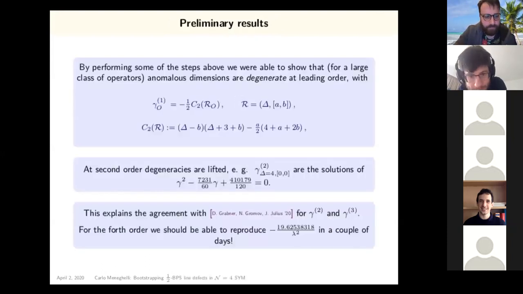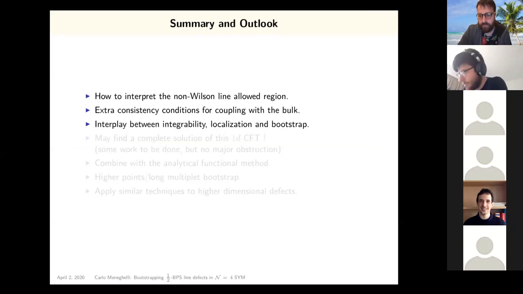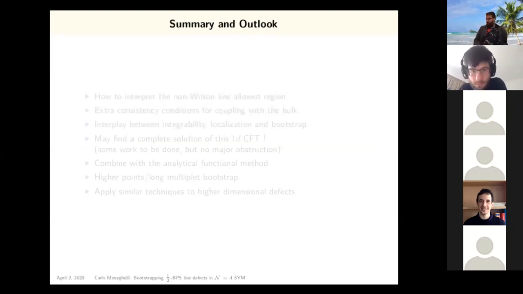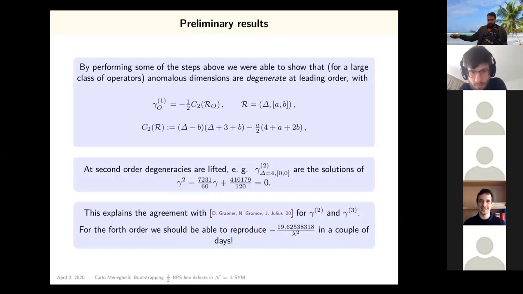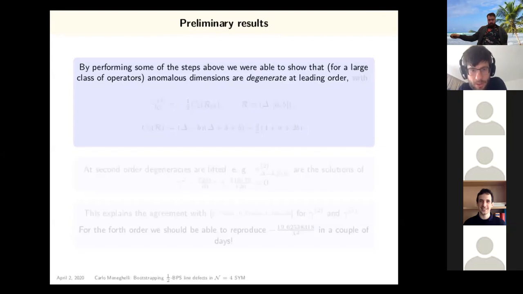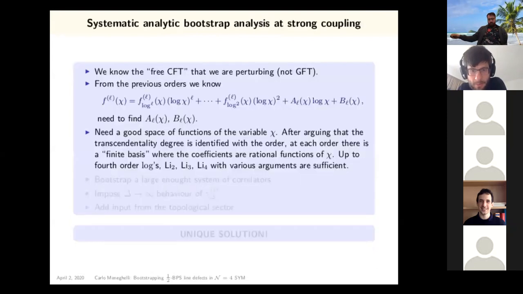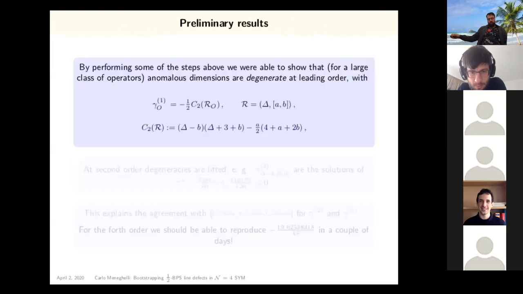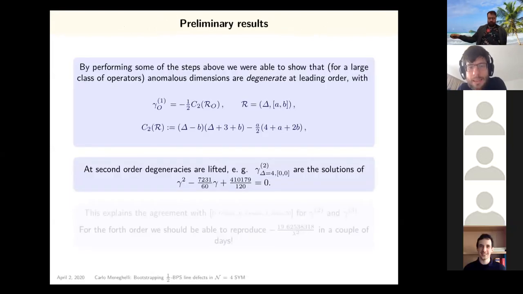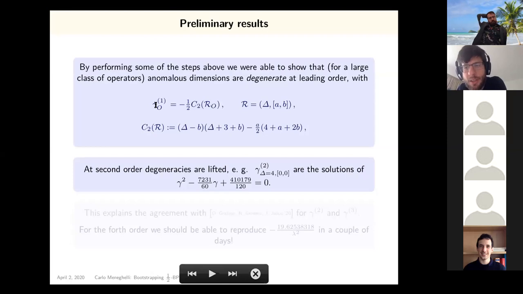Yep. So about your analytic bootstrap. Normally, the stuff that you mentioned doesn't work if there is degeneracy. But here you are saying that there is a degeneracy, but because the OPE data doesn't depend on the details of the operator, that's why it works. I say that there is degeneracy, but it's lifted at second order, not at first order. Usually degeneracy is lifted at first order, but here it is lifted at second order.